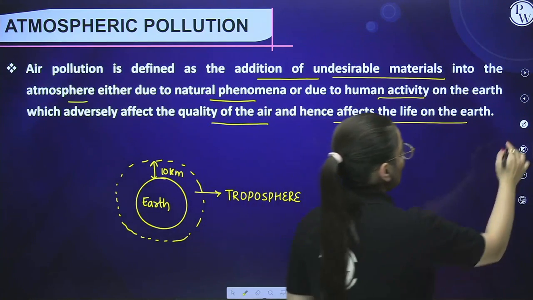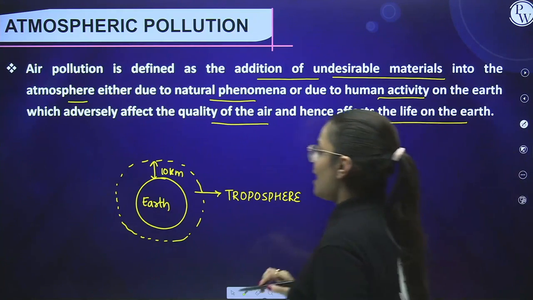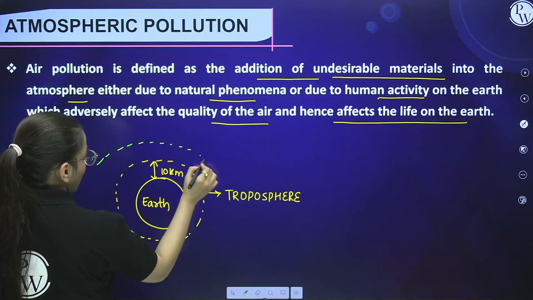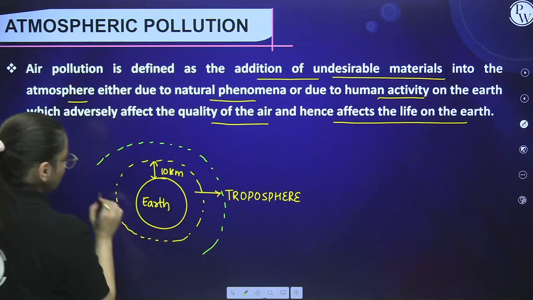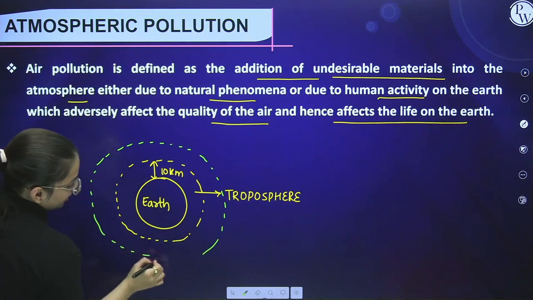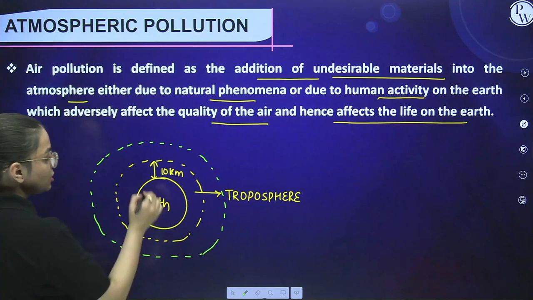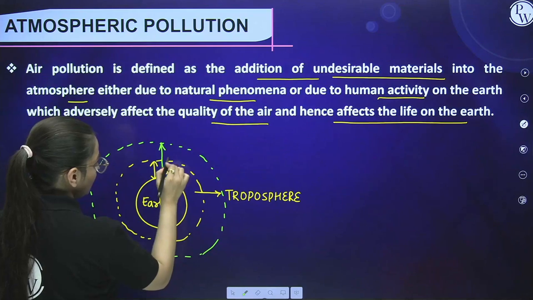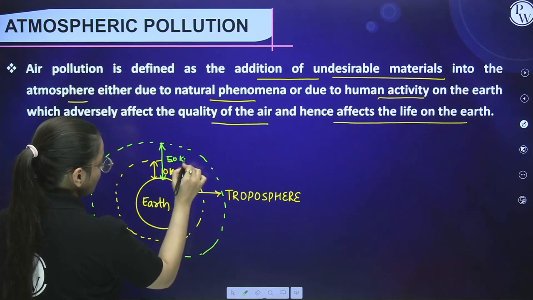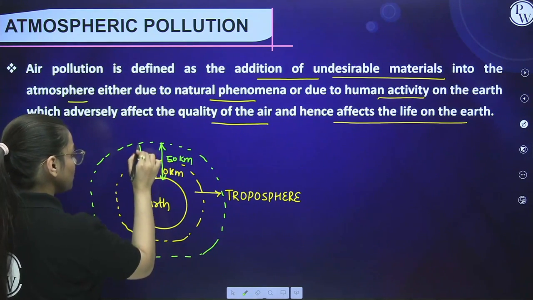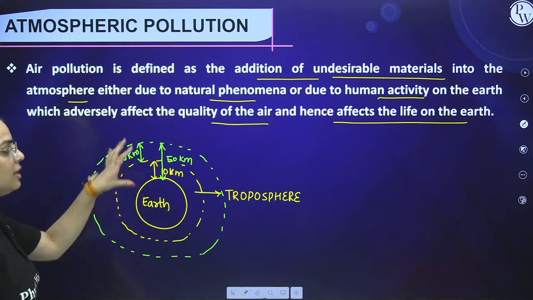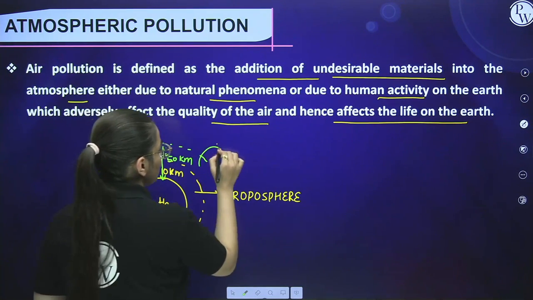And from the troposphere, at 40 kilometers, or from the sea level at 50 kilometers. If I am talking about the sea level, it is 50 kilometers. If I am talking about only from the troposphere, it is 40 kilometers, right? Now this second layer is the stratosphere.